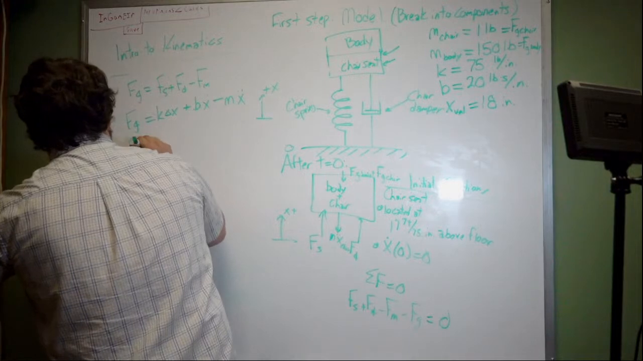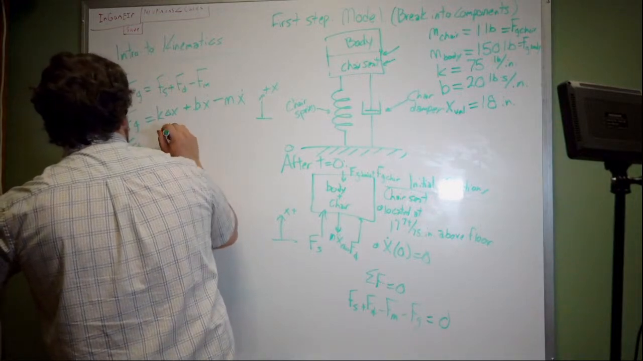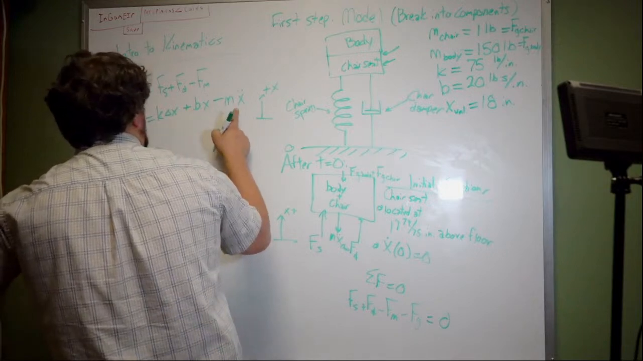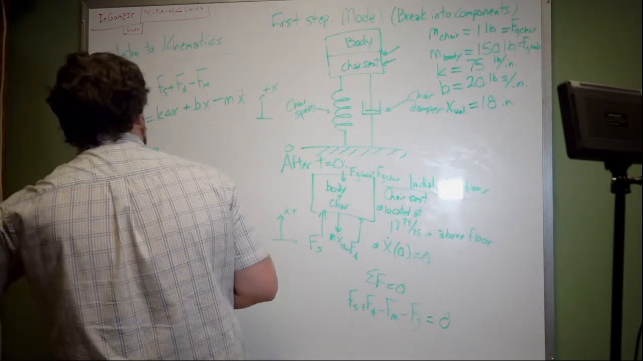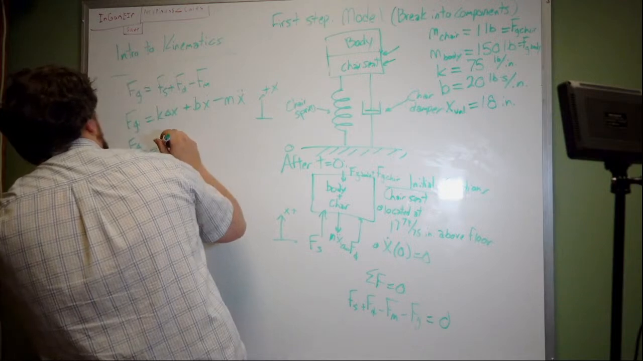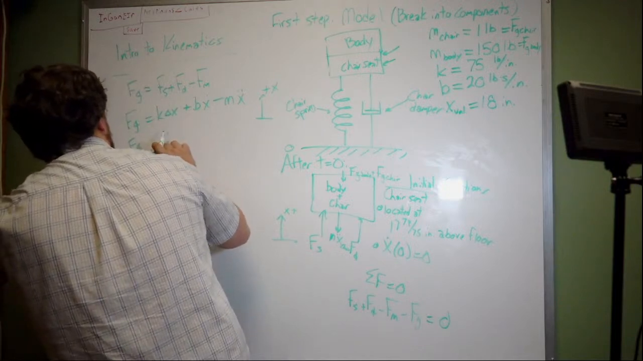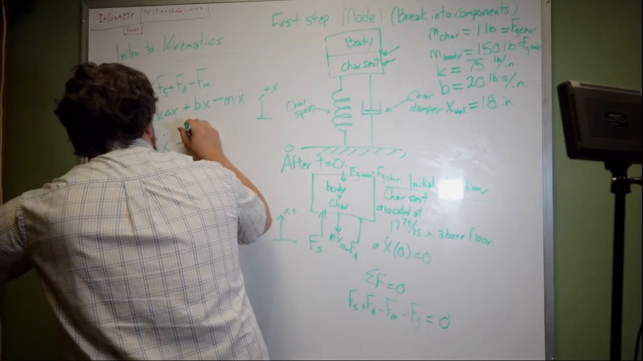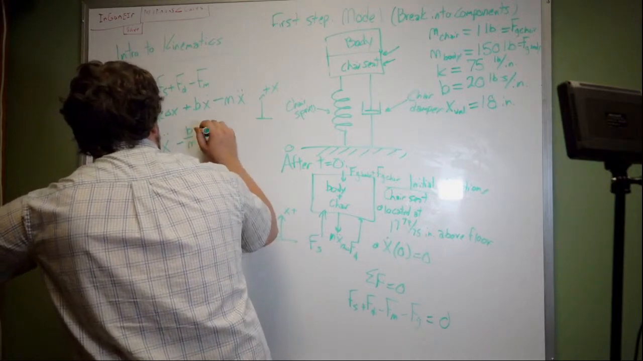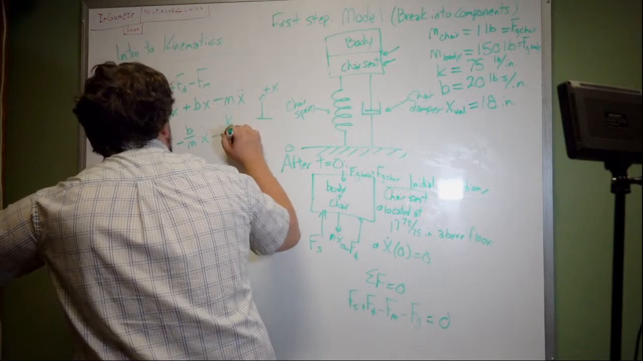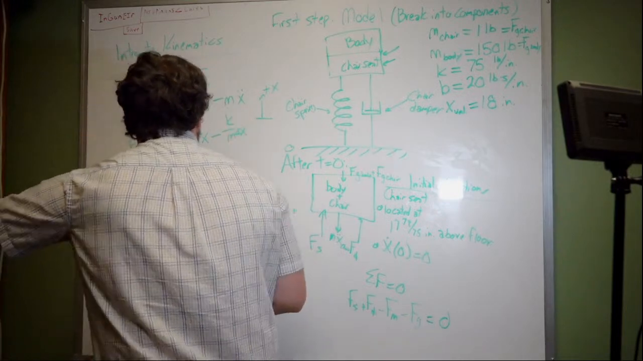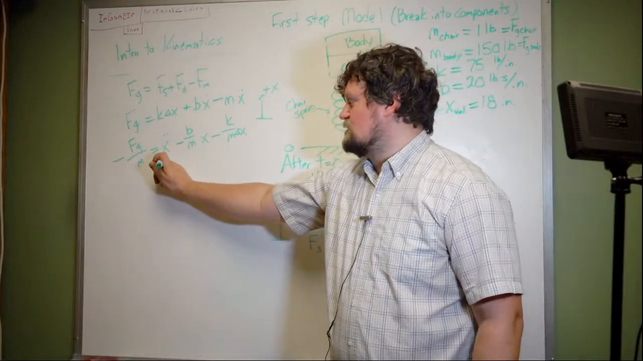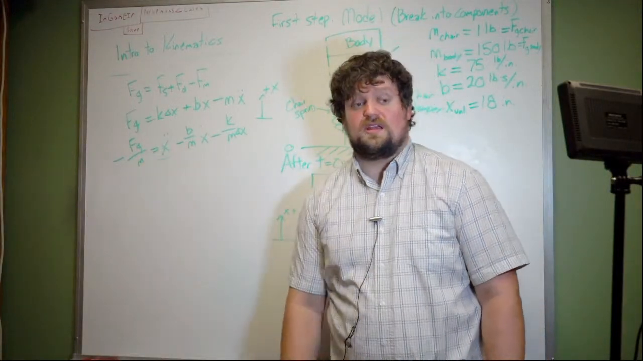So we have Fg over m is equal to k, and we're going to divide it by negative m. So this will be a minus sign over here. And this is x double dot minus b over m x dot minus k over m delta x. Okay? And this is now going to be our constitutive equation. You know it's a constitutive equation because there's no coefficient right here.